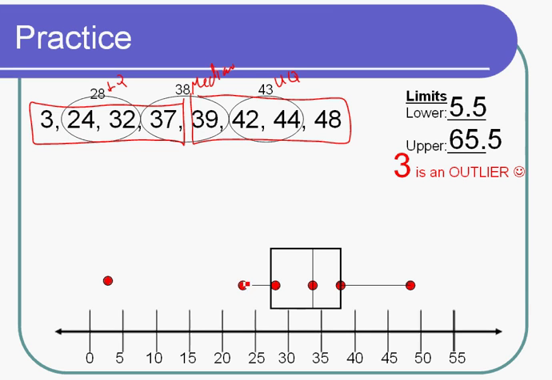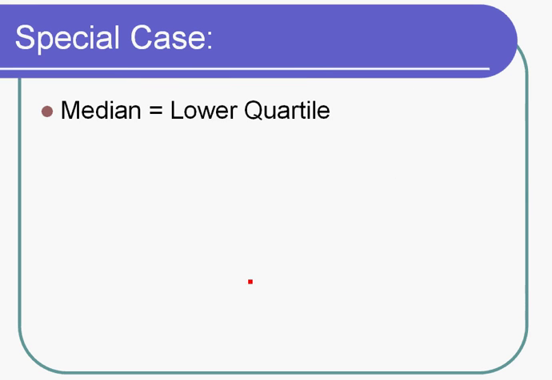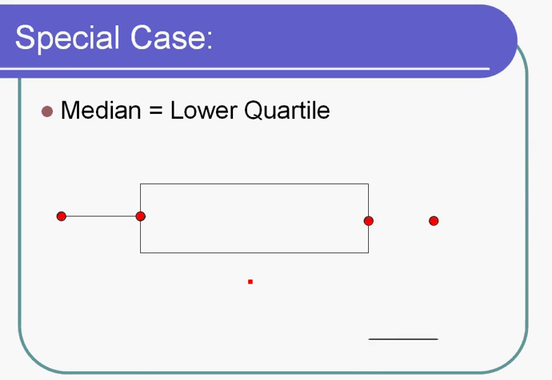Okay, we have some special cases when the median equals the lower quartile. Your box and whisker plot might look like this. It appears as if there is not a median, but this is because the median and the lower quartile are in the same position.